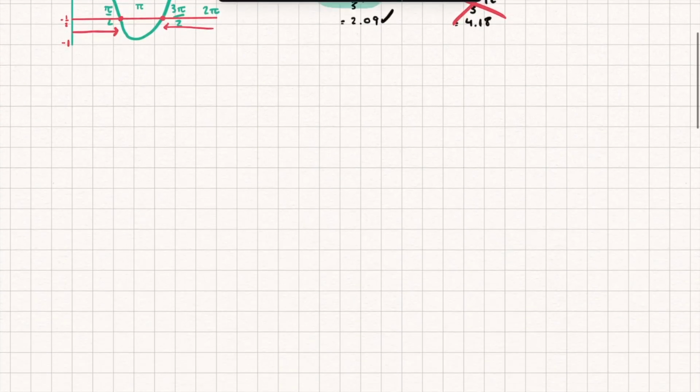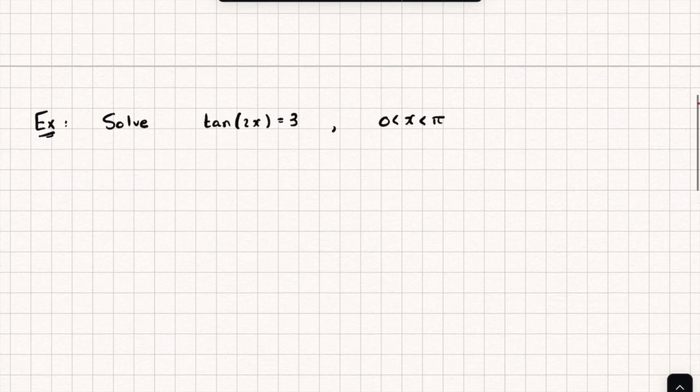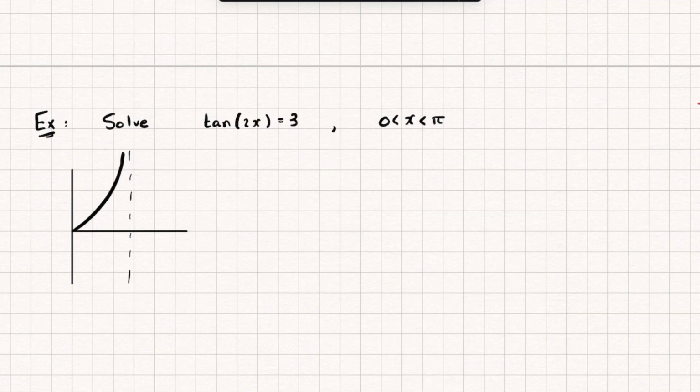Let's now look at the second question, where we're solving tan of 2x equals 3 between 0 and pi radians. So again, the first thing I'm going to do is draw a sketch of the graph. So I just draw the first sort of period of the graph. So it starts off at 0, goes up to this asymptote, which is at 90 degrees. So in radians, that's at pi over 2 radians. It then goes down to negative infinity and comes back up to 0 again after pi radians. And so we've drawn out this initial period.